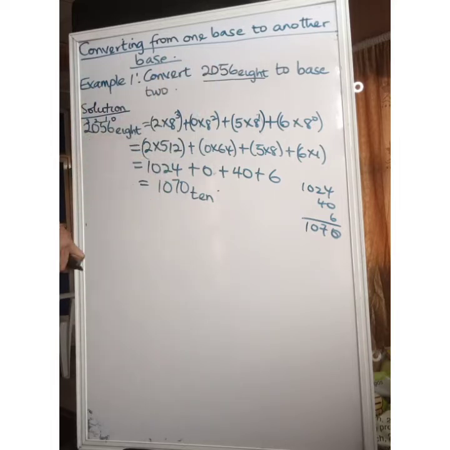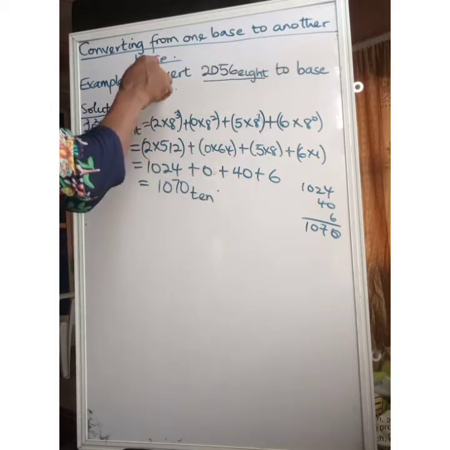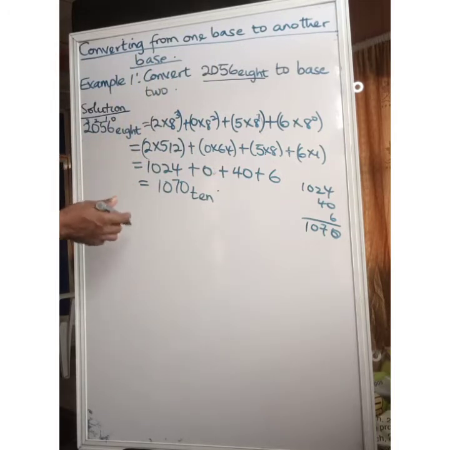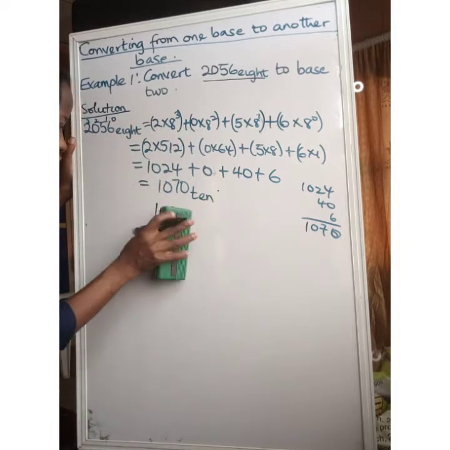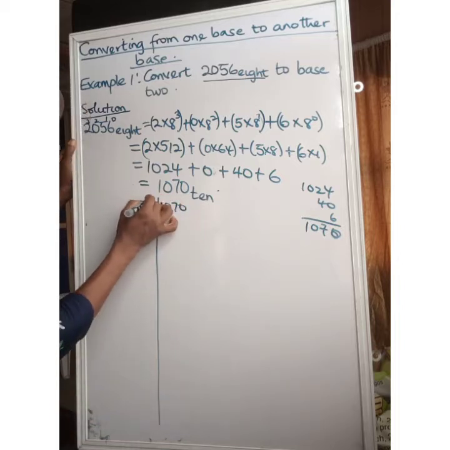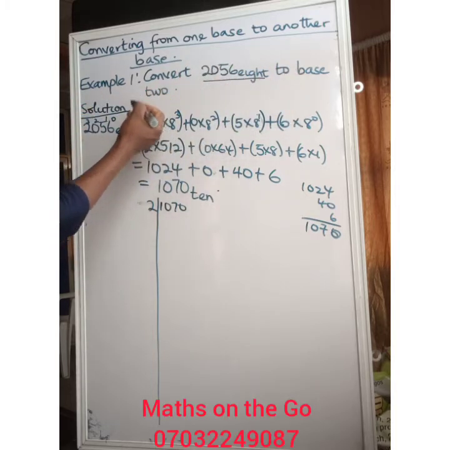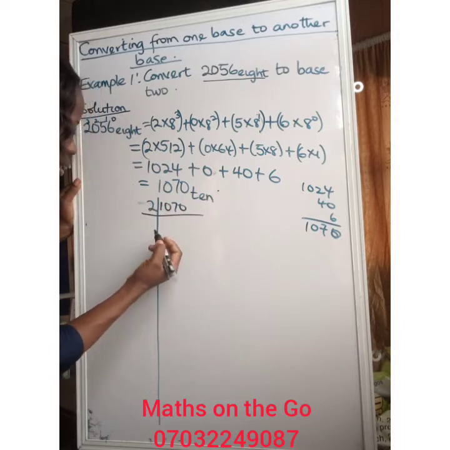And if you remember at the beginning of this lesson, I told you that if you are converting from one base to another base, the first thing you do is convert to base 10, which we've just done. Then after that, you now convert to base 2. How do you convert to base 2? This is how we do it. 1070, you divide by 2, all through. Now, if you are converting to another base that is not 2, that's the way you still do it, long division. So let's start. 2 in 10, 5.